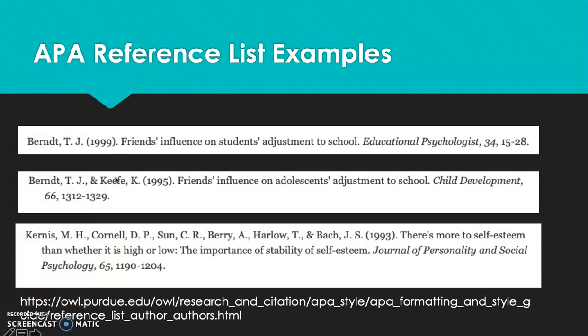You should include the names of all the authors provided by your source if possible. So if your source has 3 to 7 authors like here, you would write Kernis, M period, H period, Cornell, D period, P period, Sun, C period, R period, Barry, A period, Harlow, T period, ampersand, Bach, J period, S period. So with the last author listed, you're going to write an ampersand sign.